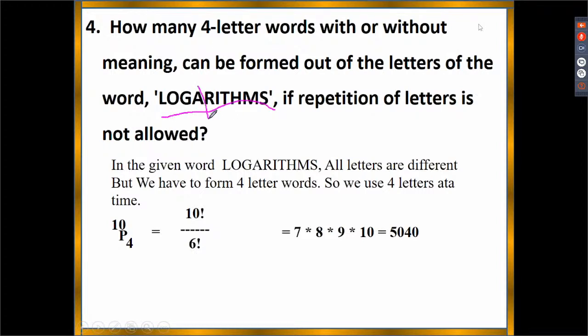So it means that LOGA is one word, AOLG is another word, GOL is another word, ARIT. Like that, out of 10 letters, you can use any 4 now. What is the formula to find the different arrangements? NPR. What is the N value? N is the total number of letters they gave, and R is the number of letters we can use at a time. Previously, if you remember, that may be SUCCESS, or that may be LEADER.